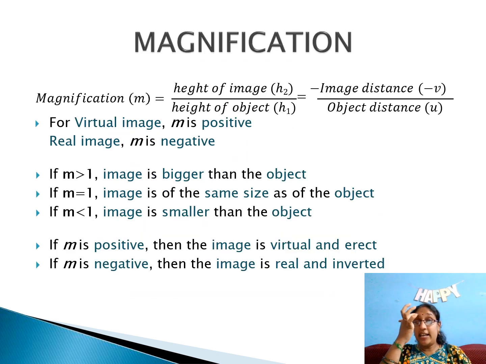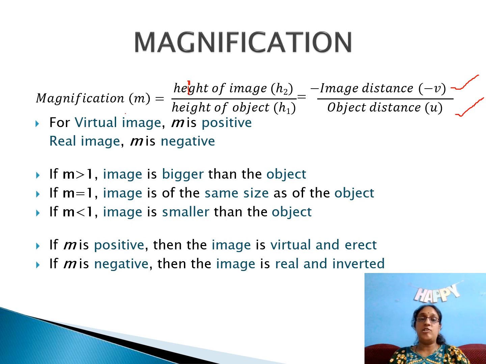So here, magnification. The magnification m is nothing but the height of the image h2 by the height of the object h1. So the height of the image h2 by the height of the object h1 is equal to minus image distance by object distance, that is, minus v by u.